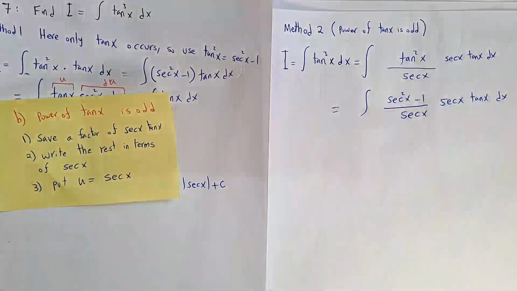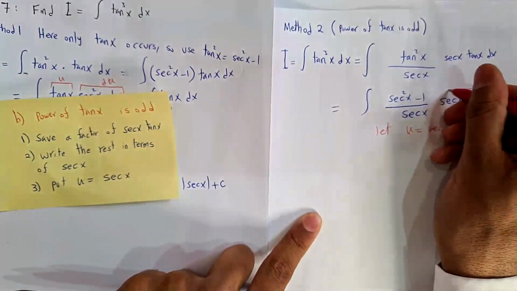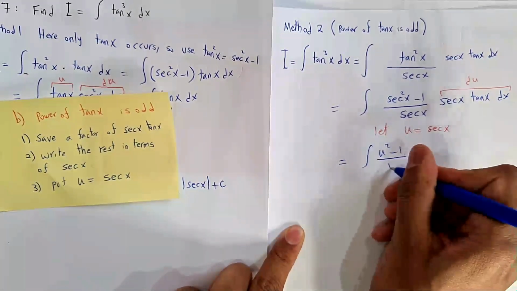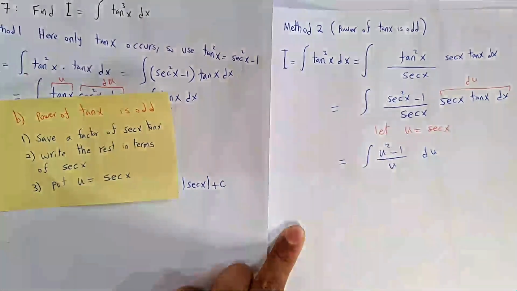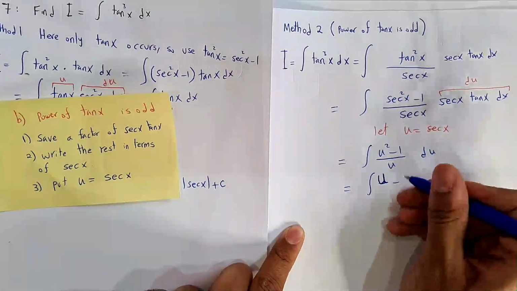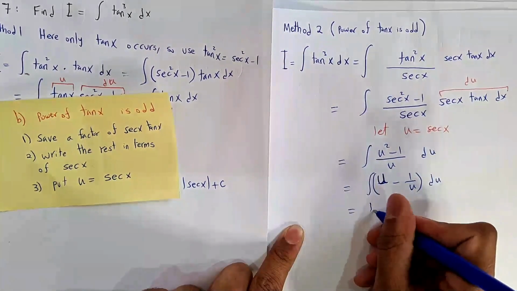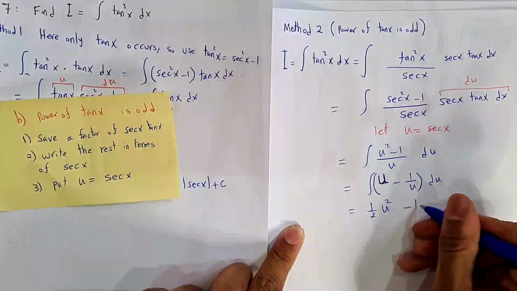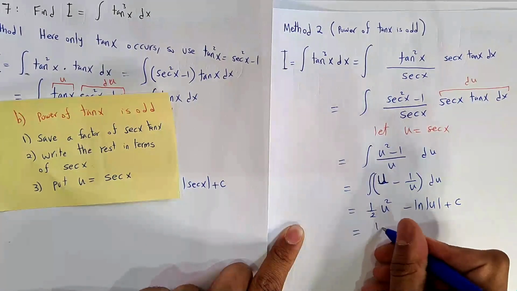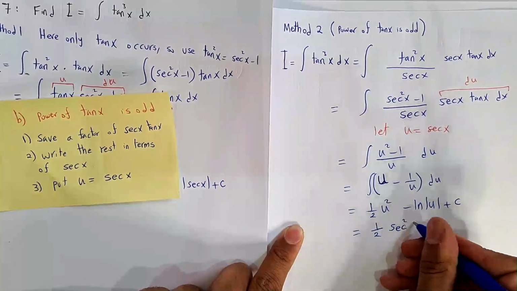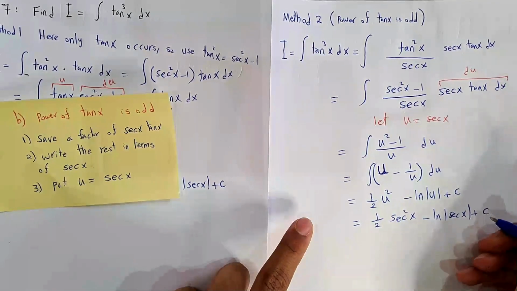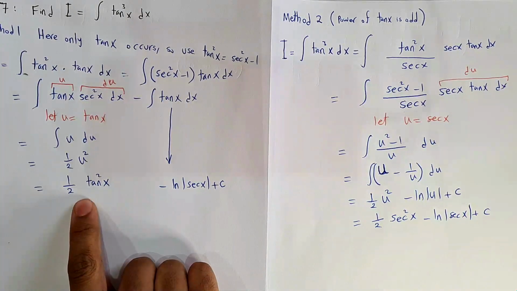What is next? Let u equal secant x. If you do it, then this is your du. So the integral will be u square minus 1 over u du. Remember, my u is secant. So let us simplify this using algebra. U square over u is u, minus 1 over u, du. This is half u square minus ln absolute value of u plus constant. Remember, my u is secant. Plug it back to get half secant square x minus ln absolute value of secant x plus constant, which is the same solution given in method number 1.